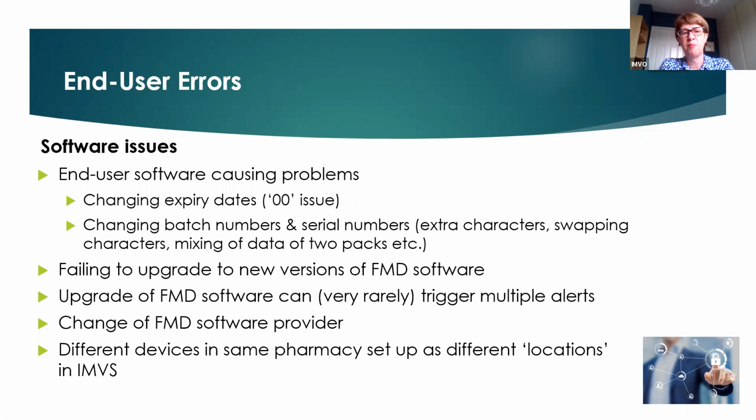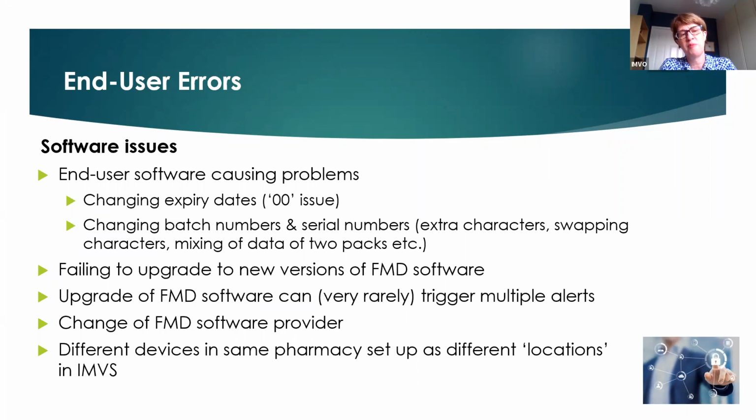The other things we've seen is for batch numbers and expiry, serial numbers get changed somehow or other. The software adds extra characters in, it swaps characters, it mixes the data of two packs. If you scan fairly close together, it takes a bit of the data out of each of them. So obviously that's not going to match anything in the system.